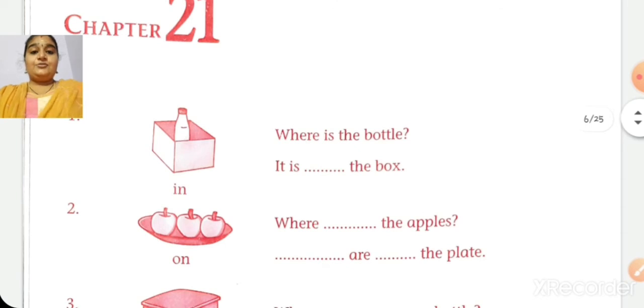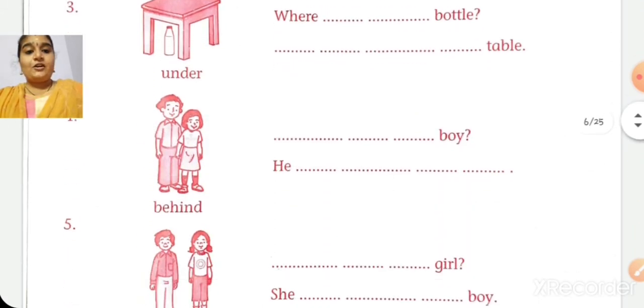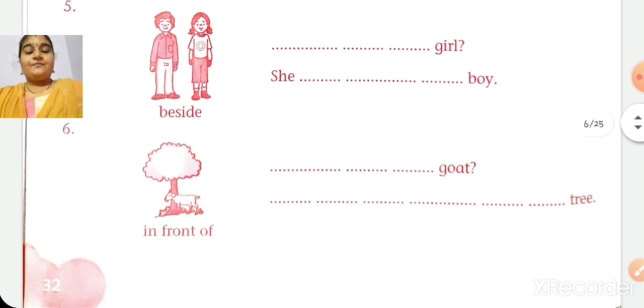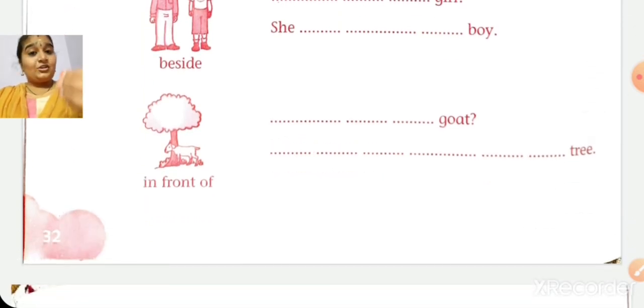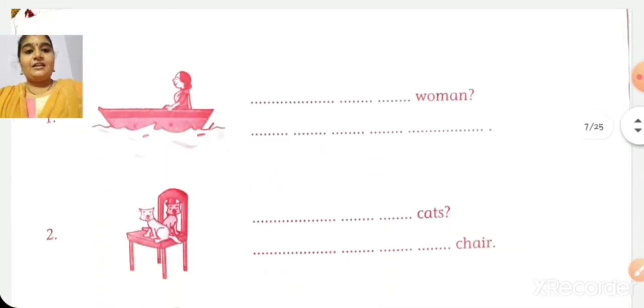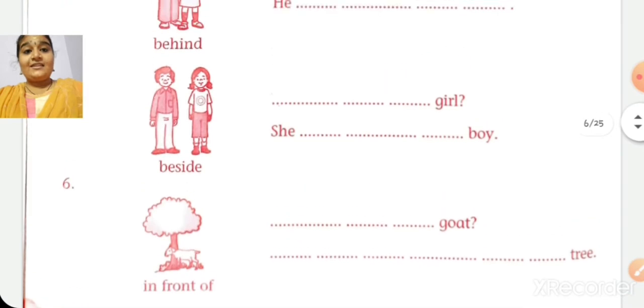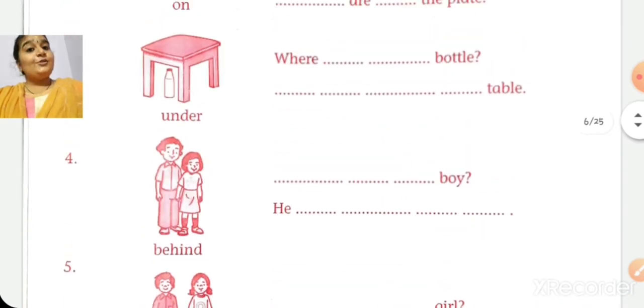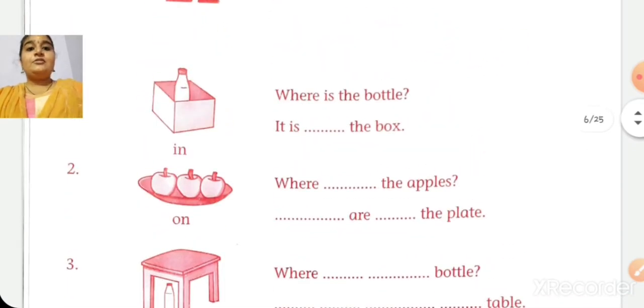First, today in this class we are going to see one chapter, okay? In this chapter they have given the options for us, okay? Can you see, below each picture they have given the clues. We are going to write the sentence using those clues, okay? Yes. First one.